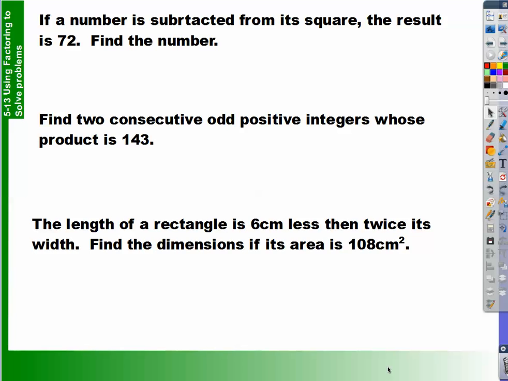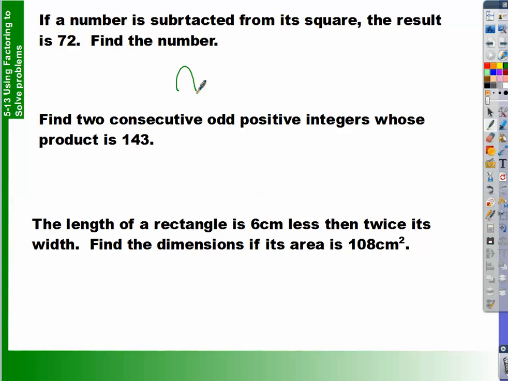Michael? A variable? Yes, what are we going to use for the variable? N. N, sure. We'll use n for the variable. What are we going to do when it says that we're subtracting a number from its square? How do I write that in mathematical language? Sam? Well, I said the square root of n minus, or the square root. You're getting? N squared.